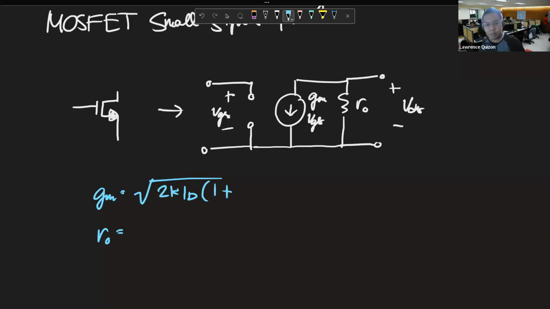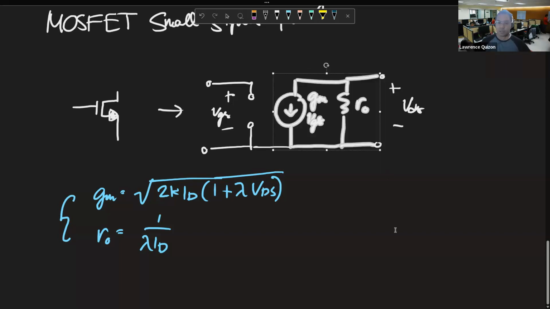well, actually, I think there's a 1 plus lambda VDS here, no? But lambda is usually very small. Let me actually check if that's included in the slides. Okay, right. 1 plus lambda VDS is included in the formula in the slides. But for me, I tend to remember just this. All right, for R out, this is 1 over lambda ID. And these two are all you really need for MOSFET. That's all you have. All right?